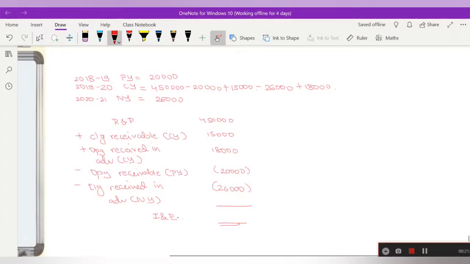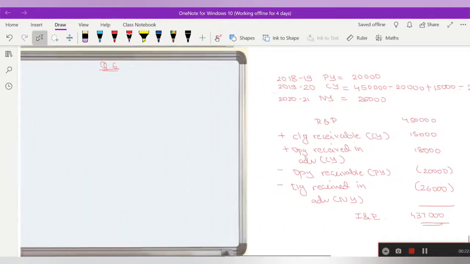See now, 4,50,000 plus 15 plus 18 minus 20 minus 26. It comes to 4,37,000. It will be transferred to where? To your income and expenditure account as subscription earned during the year. The same thing we have to present in the examination now, right? After making all these rough notes, we will go and see how to present it in the examination.